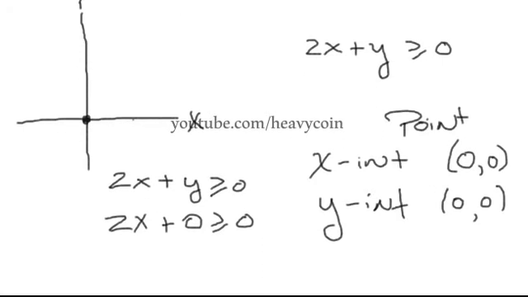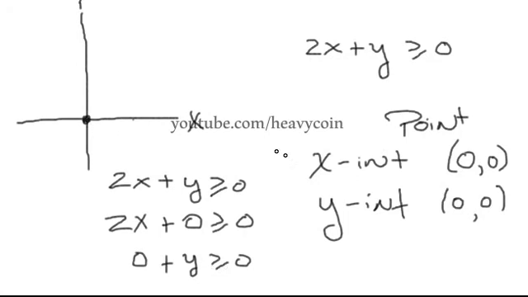Let's just do that. Plugging 0 in here, we get 0 plus y is greater than or equal to 0. So it looks like the y-intercept is going to be y is equal to 0. Now, we're not really looking at the greater than sign here. We're just looking at the equal sign. So y is equal to 0, so that gives us 0, 0.